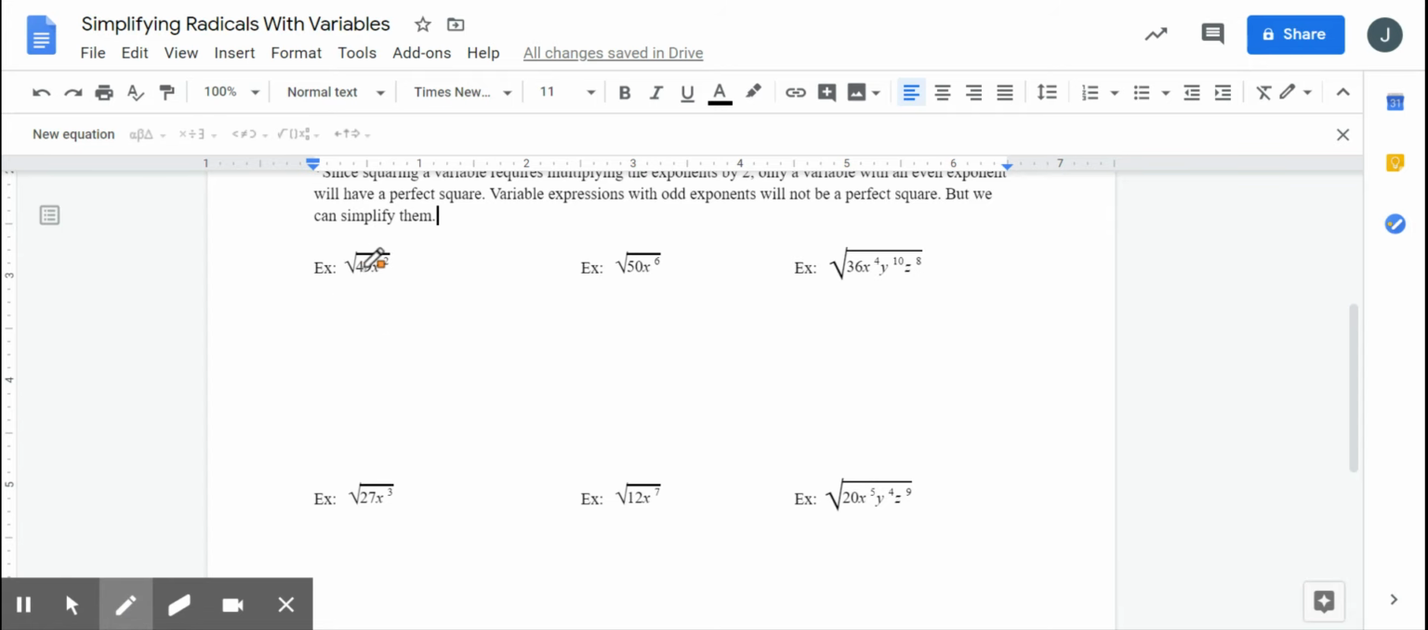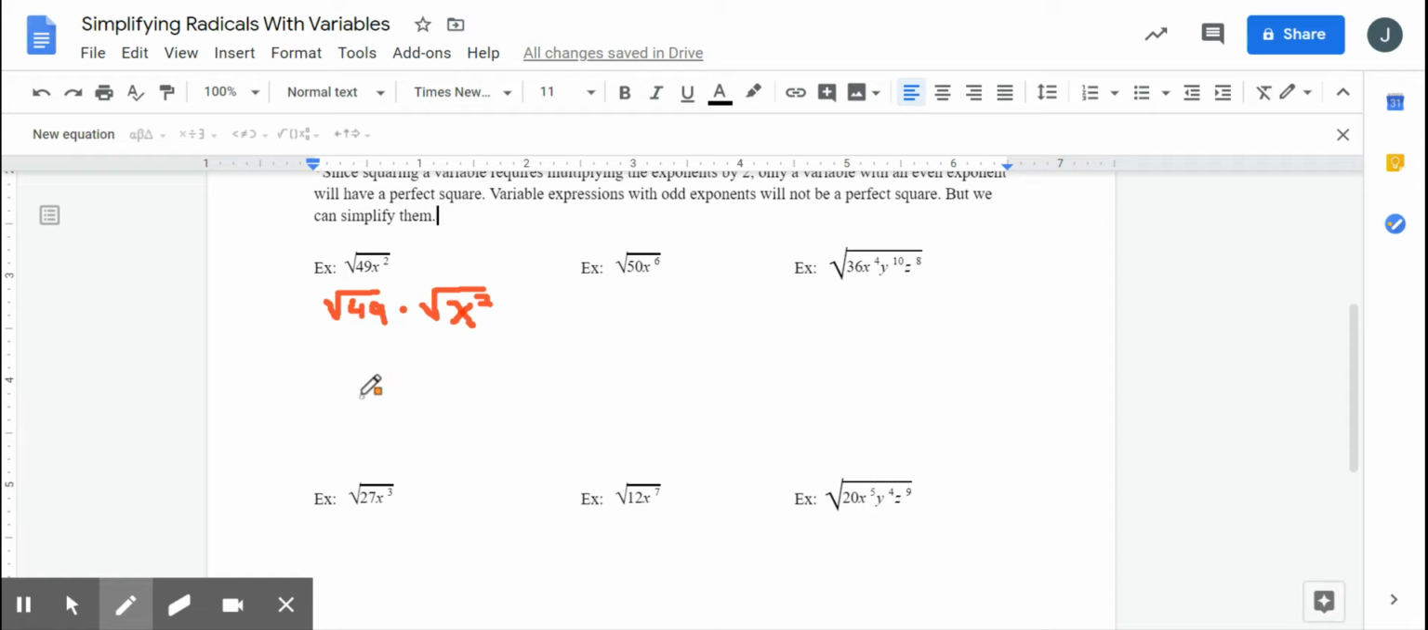We have the square root of 49x squared. So I'm going to break this apart into perfect squares. 49 happens to be a perfect square, so I'm going to keep that by itself. And x squared is a perfect square since it has an even exponent.